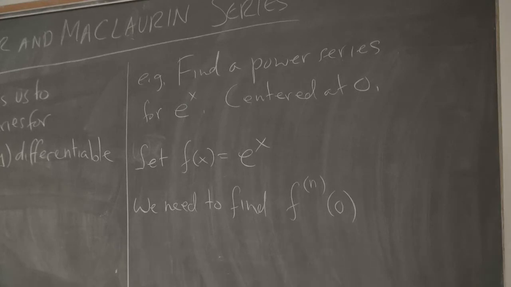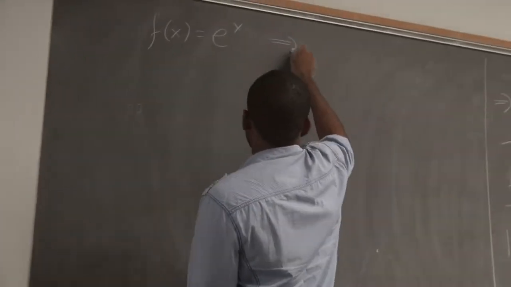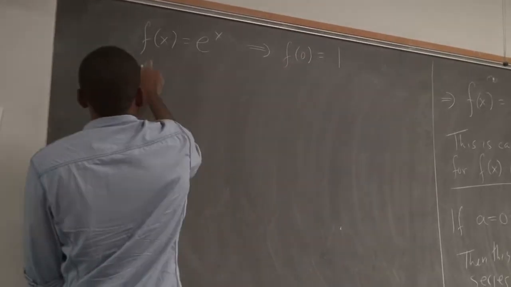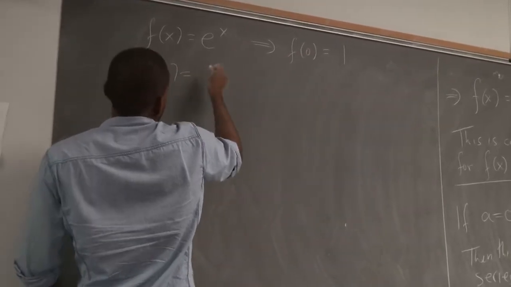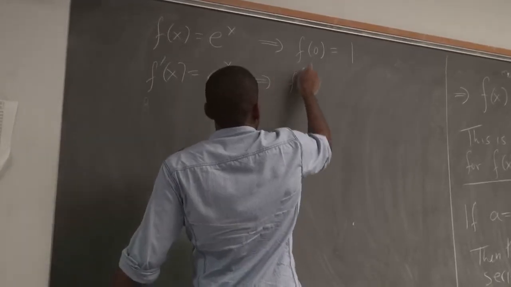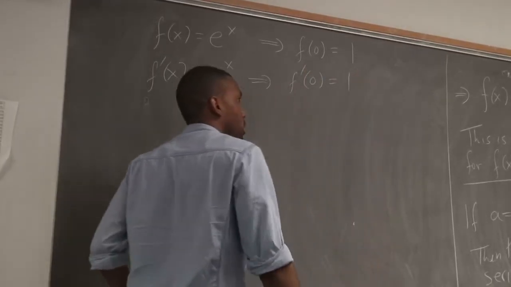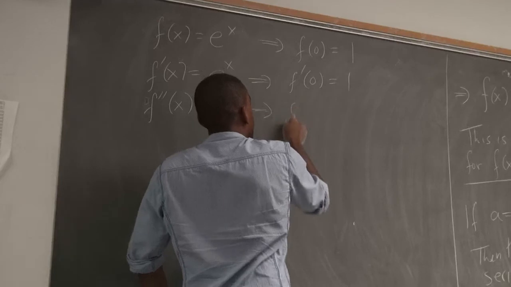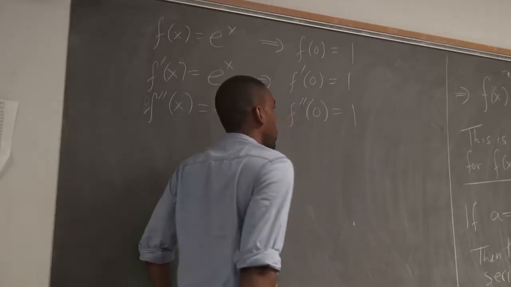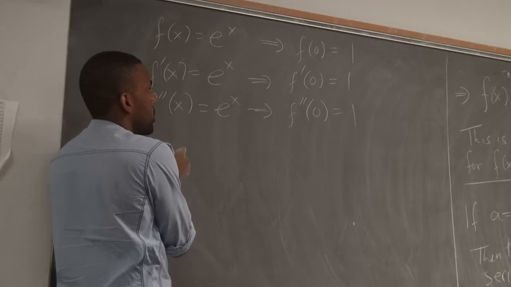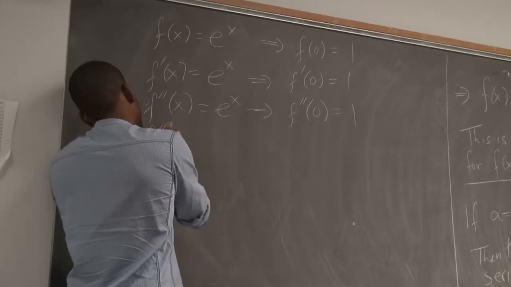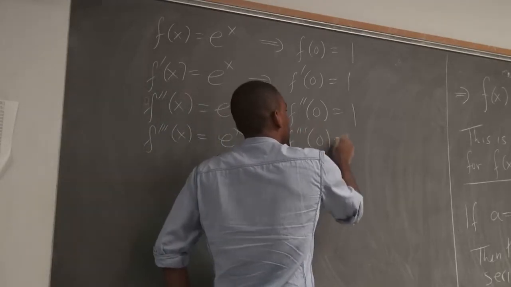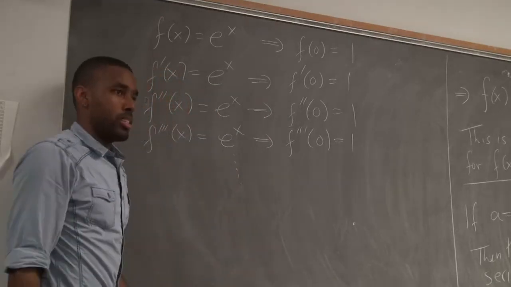So if your f of x is e to the x, this means that your f of 0 is actually 1, right? The 0th derivative is 1. f prime of x would be what? e to the x, which means f prime of 0 is also 1. f double prime of x is e to the x, which means f double prime of 0 is 1. Not sure if I'm seeing the pattern here. The triple prime of x is e to the x. The triple prime of 0 is 1, right? Obviously, there's a pattern here.